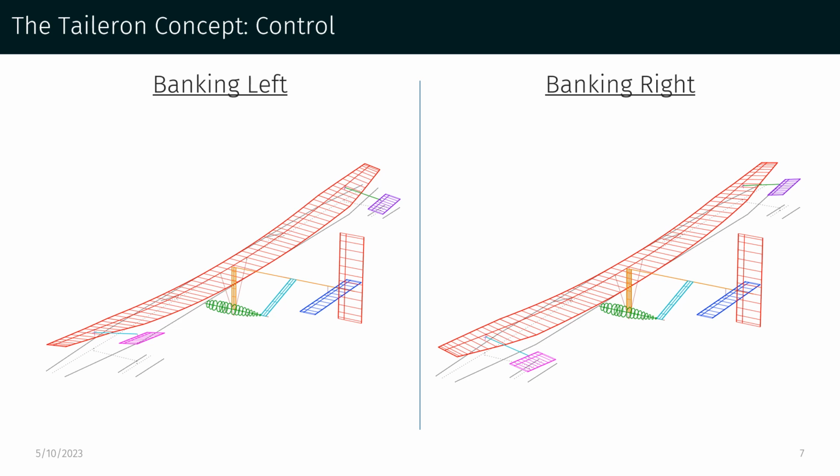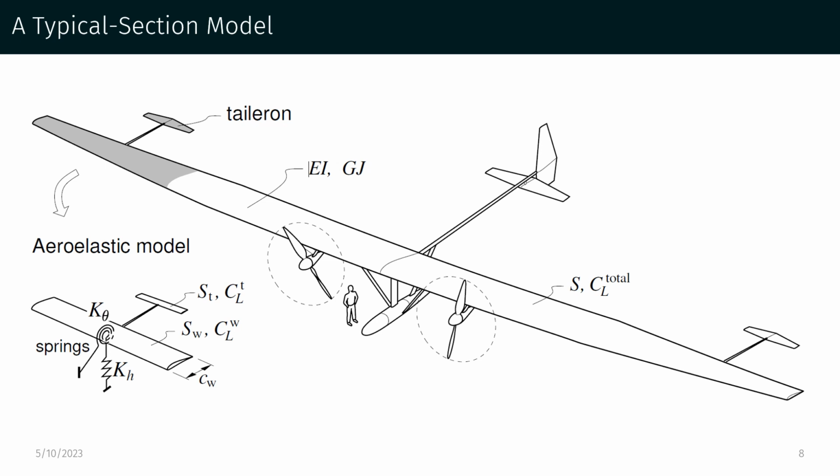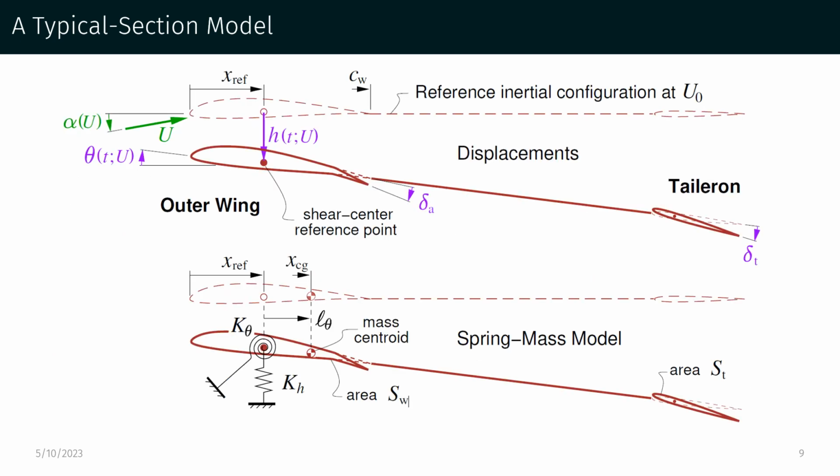The first main contribution of this paper is developing 2D theory to rapidly analyze taileron configurations. To do that, we first split the wing into an inner wing and an outer wing, where the outer wing is here shaded in gray. We focus on that outer wing, and we model it with an effective heave and twisting stiffness that's determined by the inner wing properties. We set up our aeroelastic problem as shown in this figure.